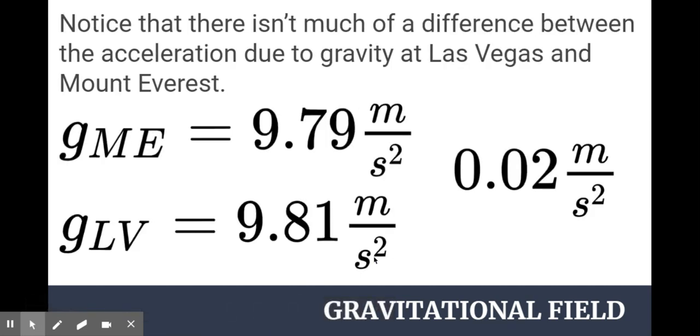So if we subtract the two, the difference in the acceleration due to gravity between Mount Everest, which is really tall, just so you know, and Las Vegas is only 0.02 meters per second squared. That is such a small difference. No wonder the difference in acceleration between our feet and our head is insignificant. This one's already pretty small, and it's a pretty big distance.